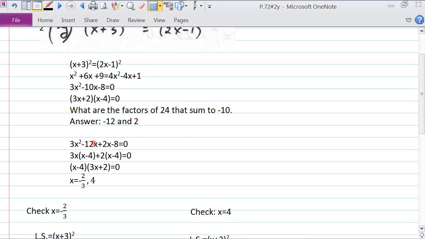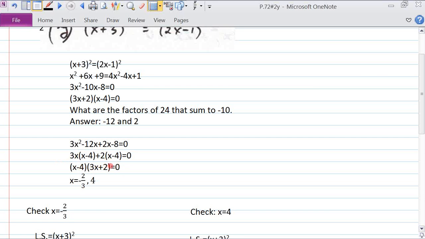from the first two terms, I factor out 3x. 3x times x gives me 3x squared. 3x times minus 4 gives me minus 12x. From these two terms, I factor out 2. 2 times x gives me 2x, plus 2 times minus 4 gives me minus 8. And you can see the common factor on these two terms in this line is x minus 4. So you can take out x minus 4 here, and I'm left with 3x plus 2.